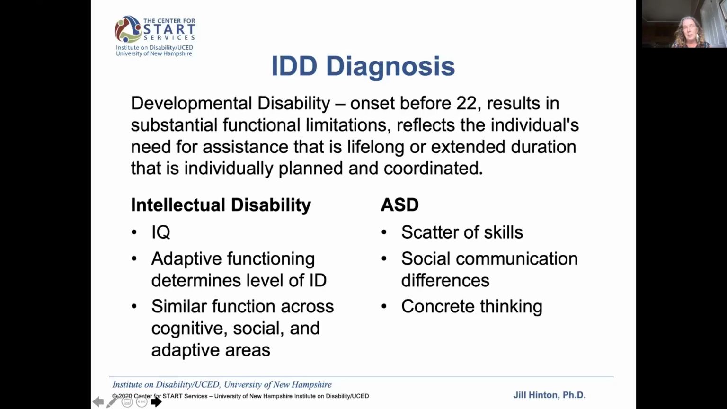Many of you work in this field, so you already know this, but when somebody is referred to us with an intellectual disability, there are certainly some strengths and weaknesses within that profile, but generally there are similar functioning levels across different areas: cognitive, social, adaptive. There's some scatter, but not much. But when you think about people with autism, you often see a broader scatter of skills. So maybe more difficulty with the social and communication area, and then some other really high strength areas, but a lot of concrete thinking. These are all things you know working in the field.